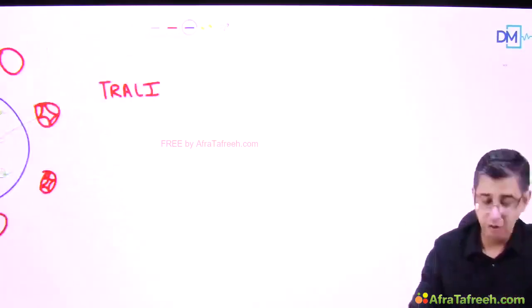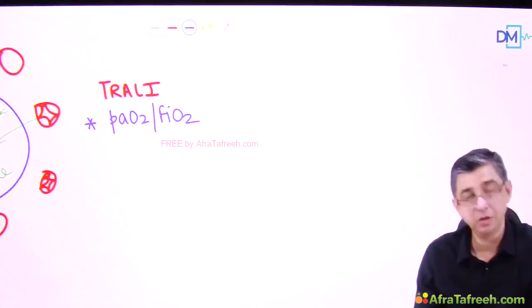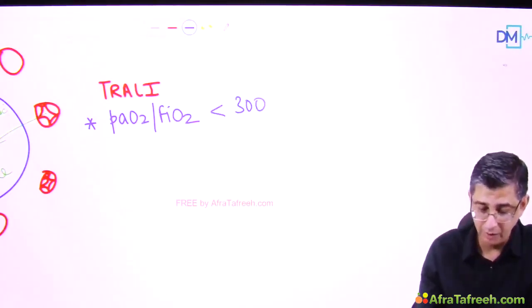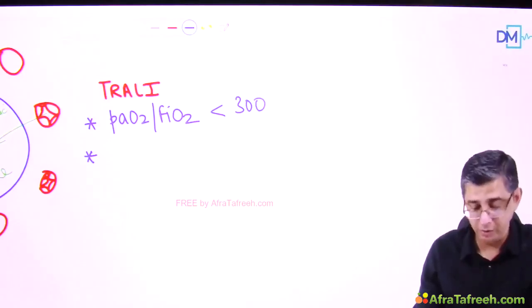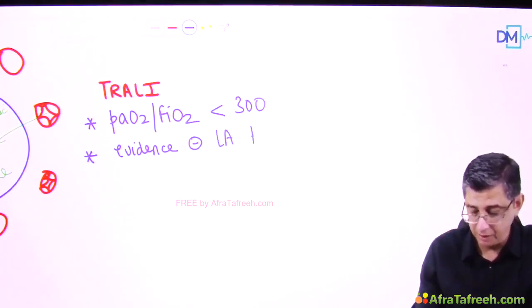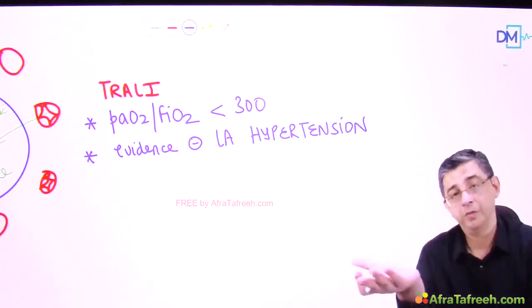For confirmation of diagnosis of TRALI, one, we need to demonstrate that the PaO2 FiO2 ratio, PaO2 is partial pressure of oxygen, FiO2 is fraction of inspired oxygen, should be less than 300. The second feature that should be demonstrated is evidence of absence of left atrial hypertension. Please appreciate the fact that whenever there is cardiogenic pulmonary edema, the pressure of the left atrium will rise, so we call it left atrial hypertension. Here it is saying evidence of left atrial hypertension.